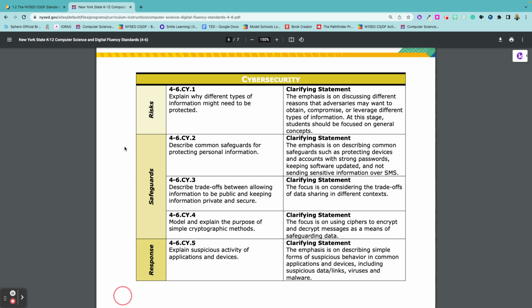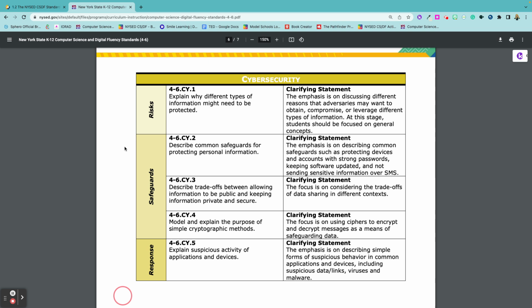Here, the emphasis is on discussing different reasons that adversaries may want to obtain, compromise, or leverage different types of information. At this stage, students should be focused on general concepts. So really, you're just helping them understand why they wouldn't share a password and so on. It gets much more complex as they move up in grades.